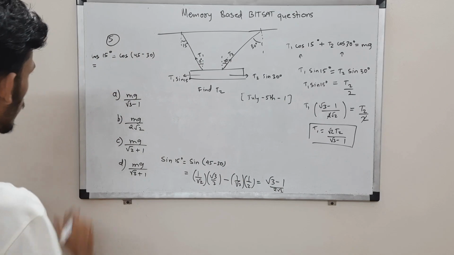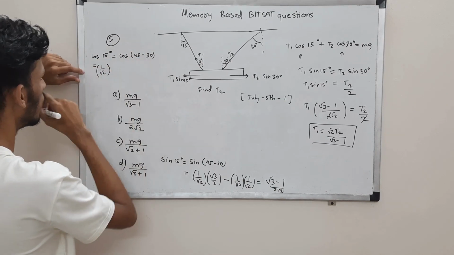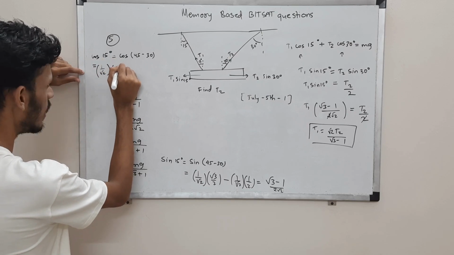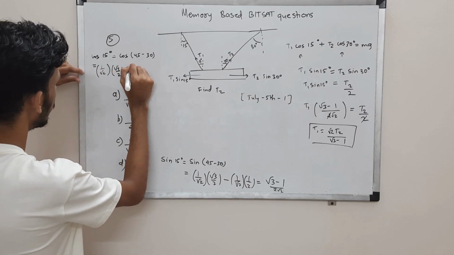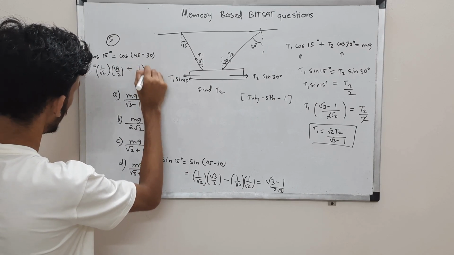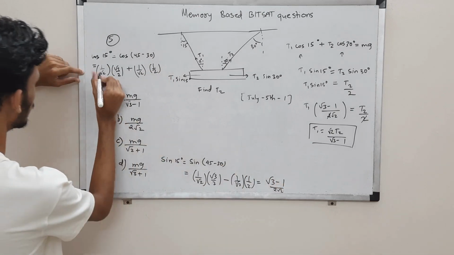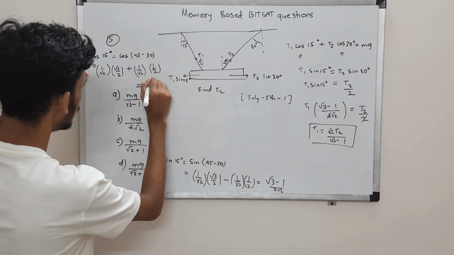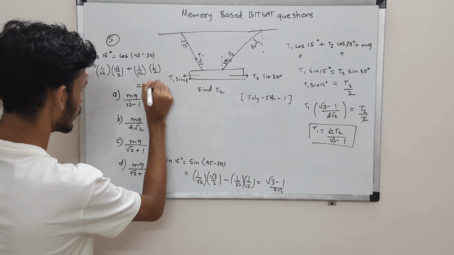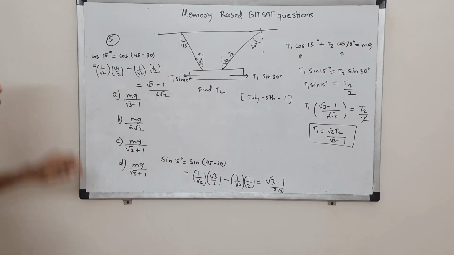Okay, so cos A, so cos of 45 is 1 by root 2, cos of 30 is root 3 by 2, plus, okay, opposite sign, sin A, sin of 45 is 1 by root 2, sin of 30 is half. So basically only the sign will change. Okay, so if you see, it is root 3 plus 1, okay, just a coincidence, by 2 root 2.